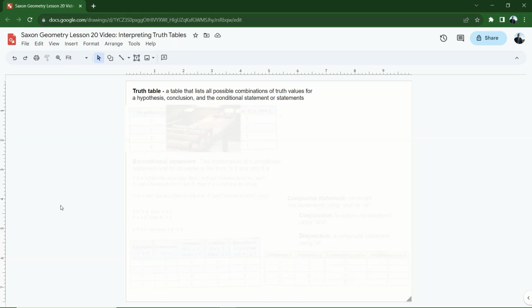When I talk about other statements, I'm talking about the converse, the inverse, the contrapositive. We're going to learn about another one today, a biconditional statement. A truth table is going to tell us what the possible combinations of true and false are for different statements. Now, before we get into this, I said this is an easy hard lesson. It's easy because it's formulaic. These tables always look the same.